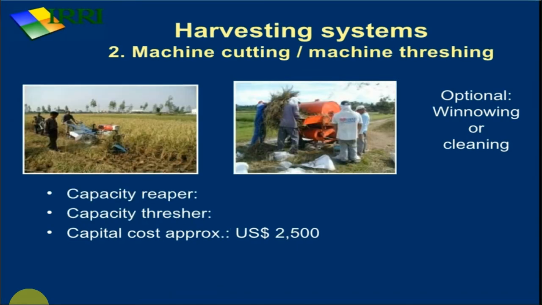Next are machine cutting and machine threshing. In this, the labor requirement is very little, because here we only need labor to operate the machinery. Here the cutting will be done by machines, and the threshing will also be done by machine. Here the capital cost increases to $250.